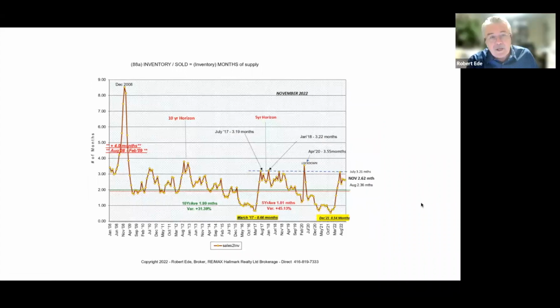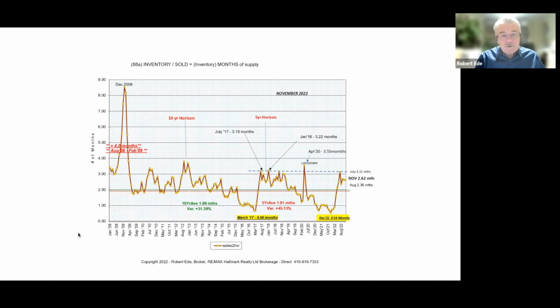Okay, this is taking the inventory number and dividing that number by the number of sales in a given month, in this case, November 22. And you come up with the number of months of inventory that month. So our 11/9 divided by 44 comes out with 2.62 months of inventory in the last month.